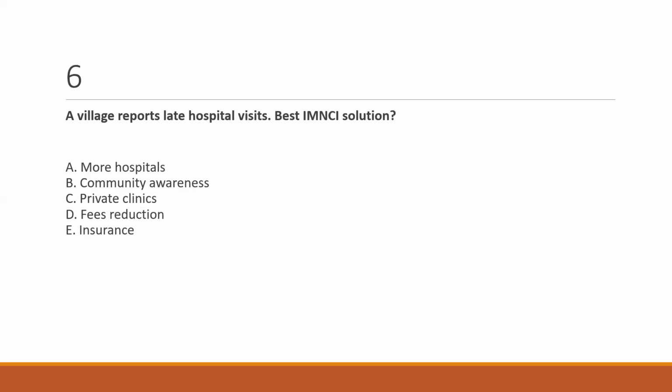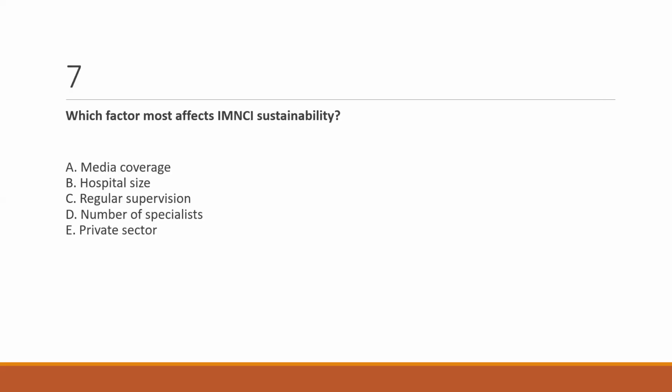The sixth MCQ: a village reports late hospital visits. The best IMNCI solution is A, more hospitals. B, community awareness. C, private clinics. D, fee reduction. E, insurance. B, yes, B is the right answer, because IMNCI covers this component as well: we need to educate the community about early health seeking.